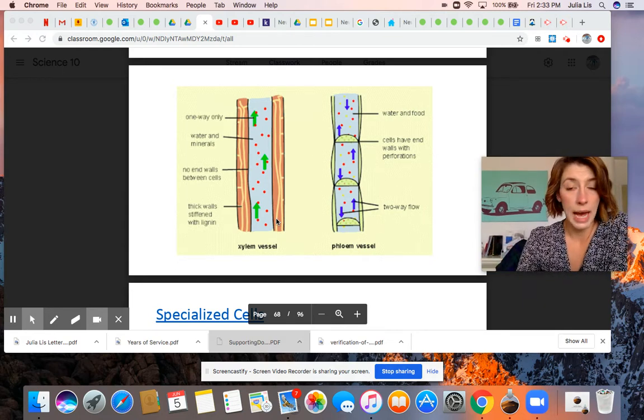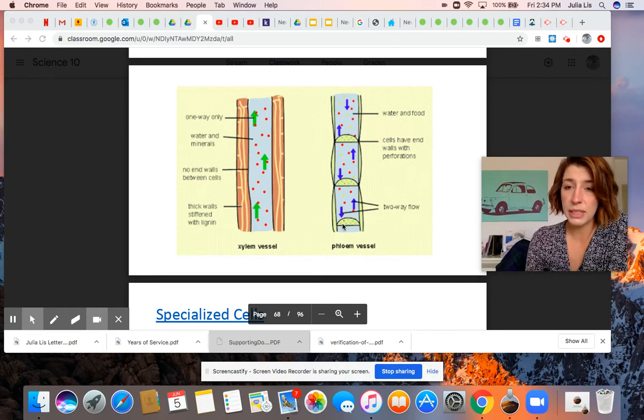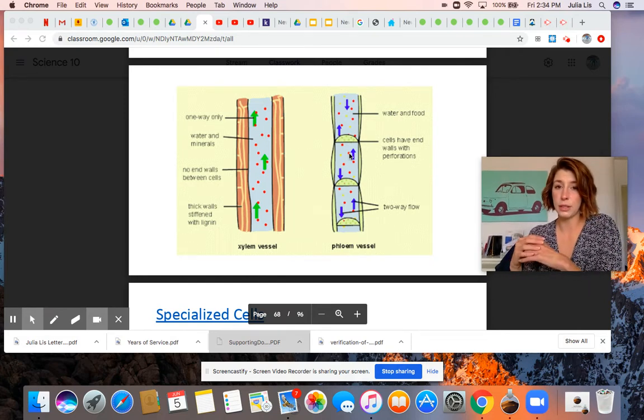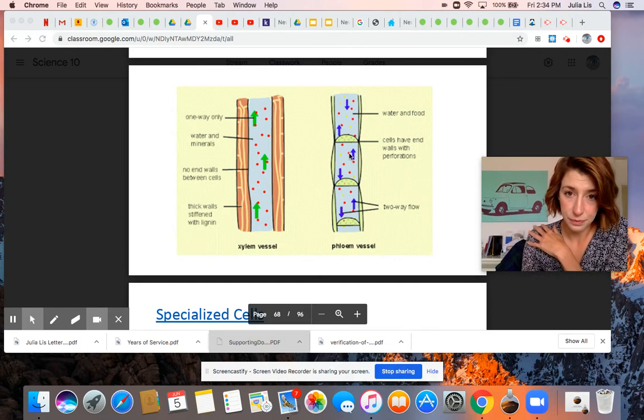Adhesion and cohesion are processes that allow water to move up and down throughout these cells. Whereas phloem cells are living cells, and they actually have openings or perforations. They're semi-permeable membranes that allow sugar to move throughout in a certain direction.